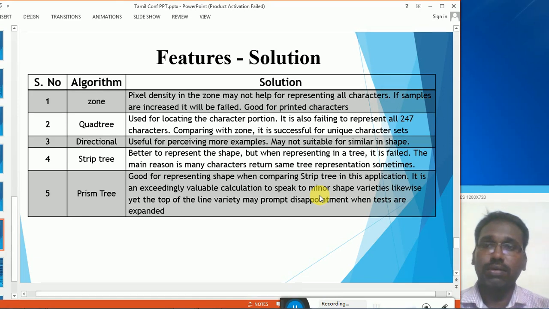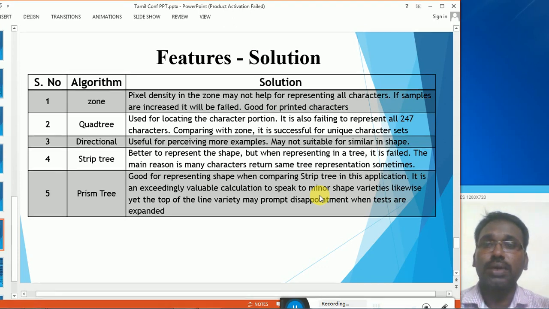When applying zone, pixel density in the zone may not be helpful for representing all characters. If samples are increased, it will fail. It is good for printed characters. Quad tree is used for locating the character portion. It also fails to represent all 247 characters compared with zone. It is successful for unique character sets.